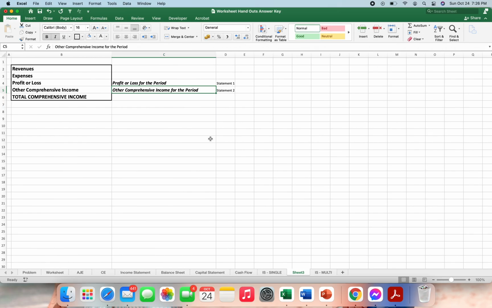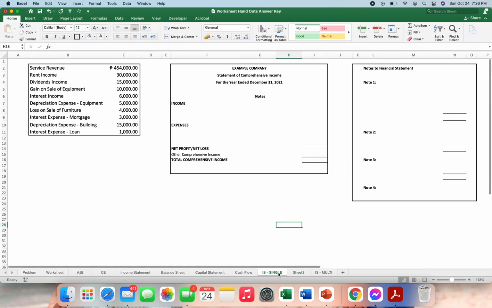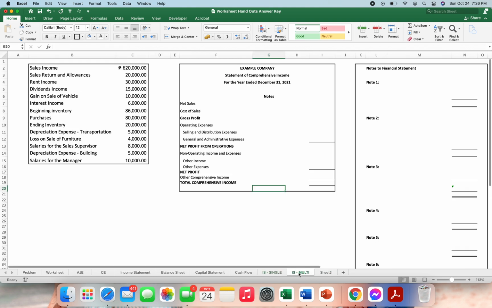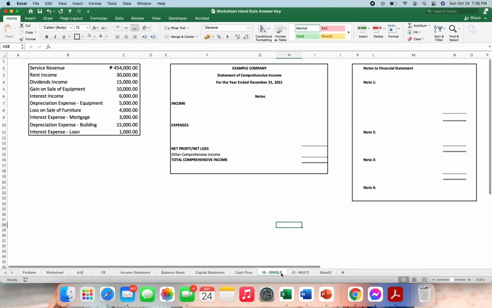For the example, okay, para mas maintindihan nyo ako. Okay, so, dito, meron tayong, di ba, last time I discussed the two statements, single statement and multi-step income statement. Okay, so let's proceed muna with the single statement.